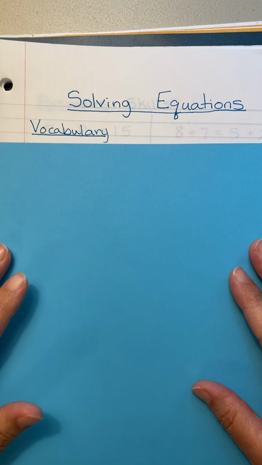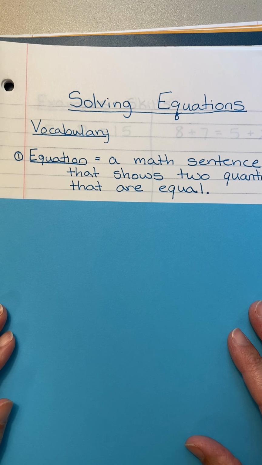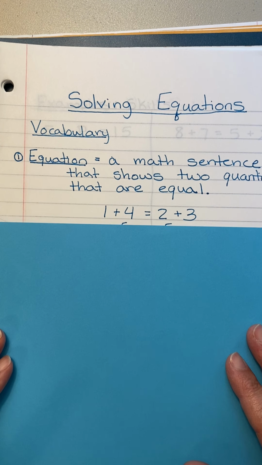Our first lesson on solving equations is going to involve the vocabulary. The vocabulary for solving equations starts with the word equation. An equation is a math sentence that shows two quantities that are equal. So let's look at an example.